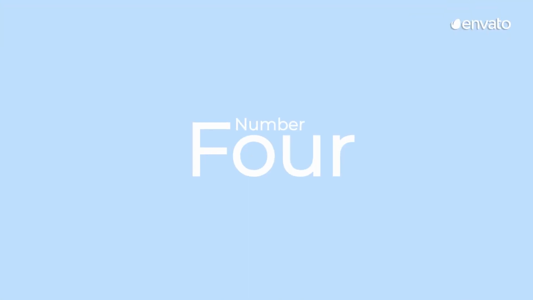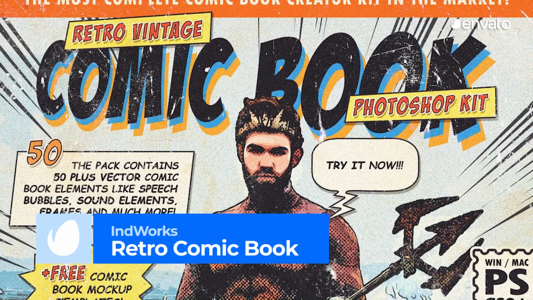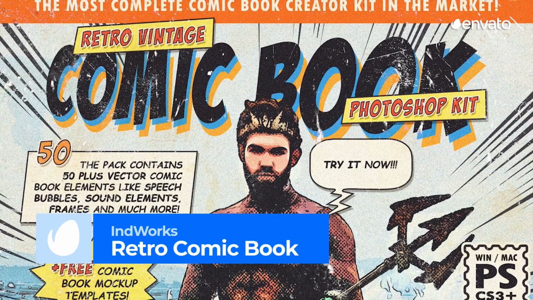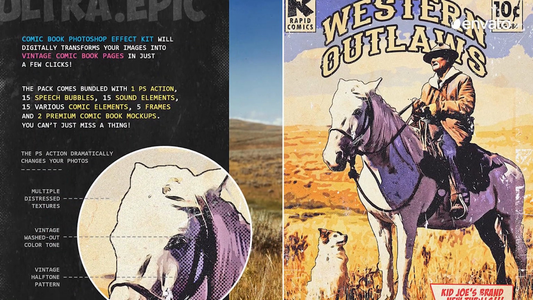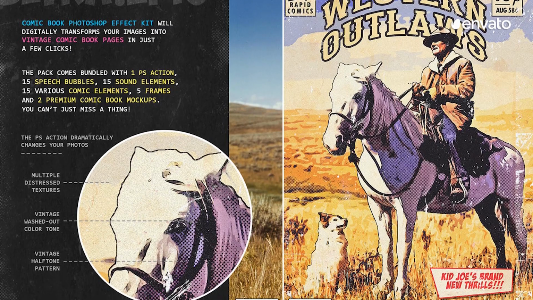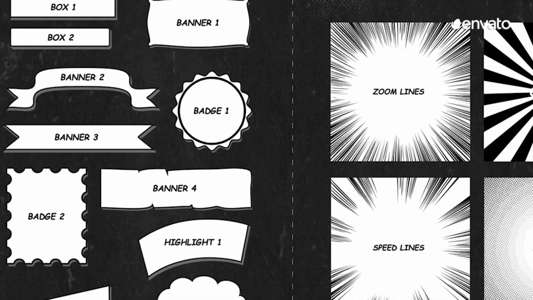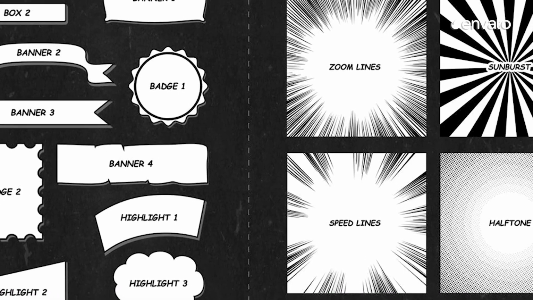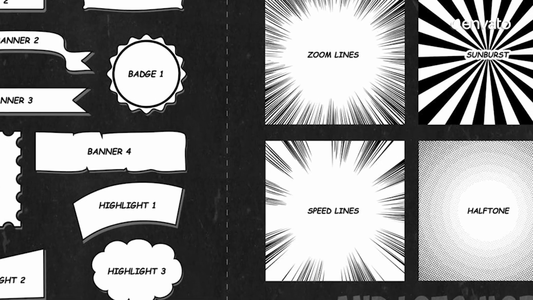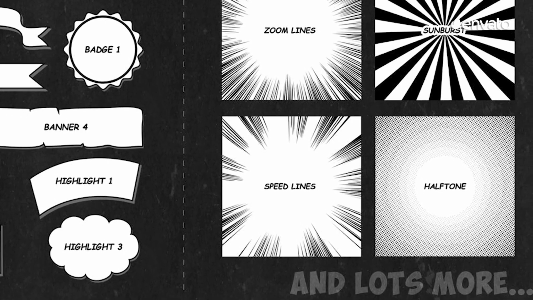Number 4. Retro Comic Book Photoshop Action Kit by Endworks turns your images into realistic hand-drawn comic pages. In just minutes, this intelligently crafted script will transform your work into compelling graphic magazine images. It comes bundled with 15 vector speech bubbles, 15 vector comic elements, 12 vector comic sound effects, 5 comic book frame templates, and 2 free premium comic book mockup templates.